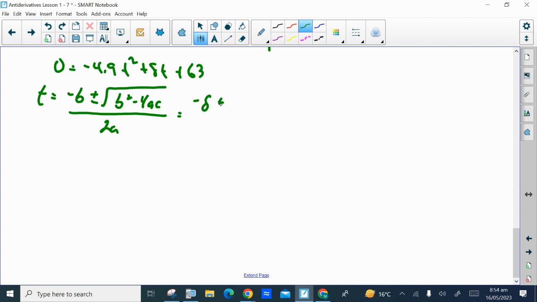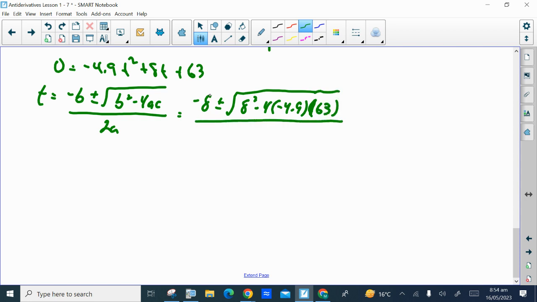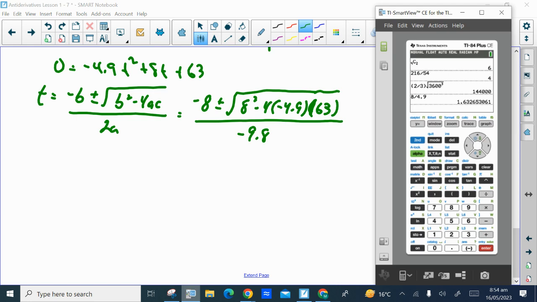So it'll be negative 8 plus and minus the root of 8 squared minus 4 times a, which is negative 4.9, times c, which is positive 63, all over 2a, which will be negative 9.8 when you multiply 2 times negative 4.9. So the value of the discriminant, 8 squared minus 4 times negative 4.9 times 63. The discriminant is 1298.8.